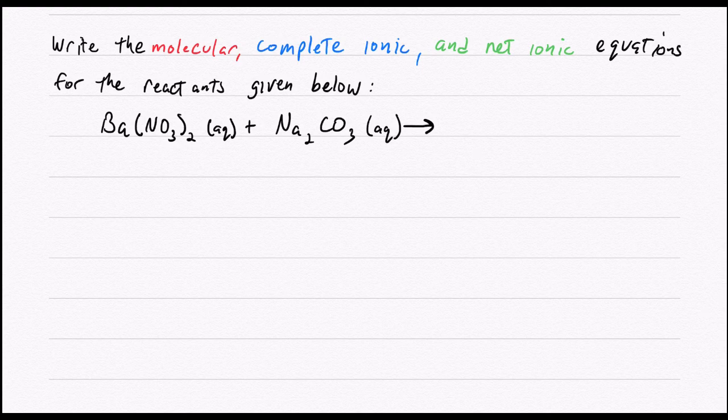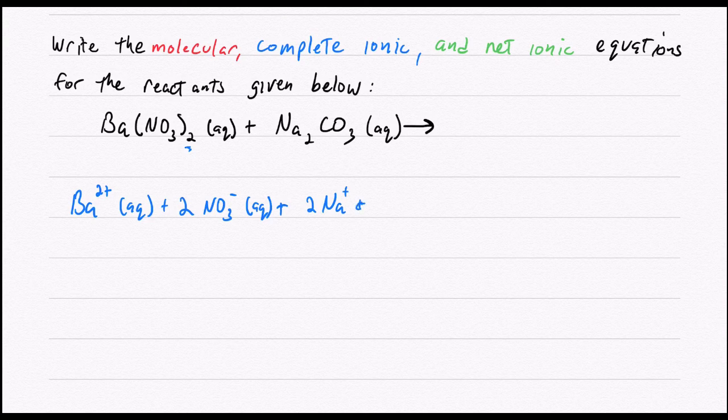And so we know that barium nitrate is aqueous, and so what that's really going to break up into is a barium ion, that's going to be aqueous, and 2 nitrate ions. And it's going to break up into 2 nitrate ions because we've got 2 nitrate ions here. And then our sodium carbonate is going to break up into 2 sodium ions and, go ahead and write aqueous there, and a carbonate ion.